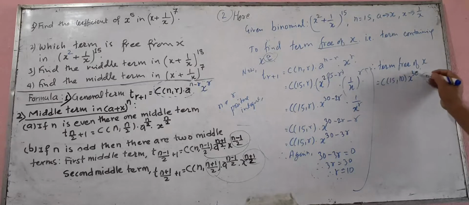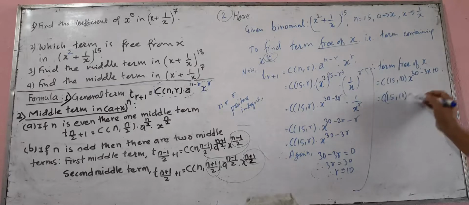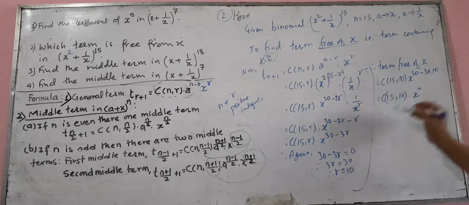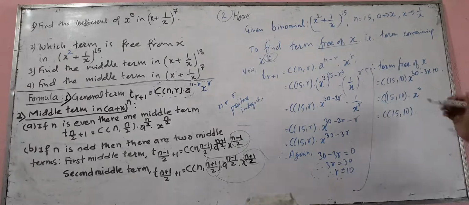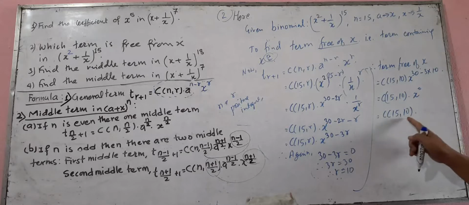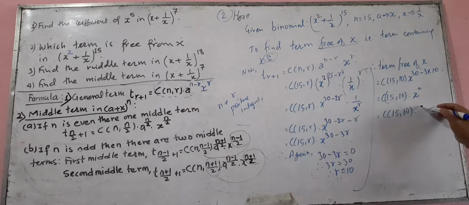X to the power 13 minus 3 into 10. Okay, and this means C(15, 10). 30 minus 30 is 0. Okay, 0, and this is C(15, 10). So look at it. No x in this term. So it is the term free of x. Okay, this is the answer.